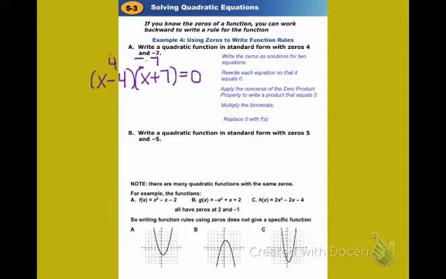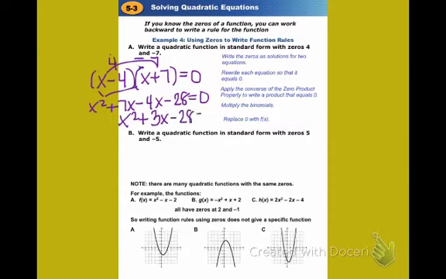Okay, so now all that's left to do is to just multiply out these two binomials using our FOIL process. So we multiply the first two, we get x squared. The two outside ones, we get a positive 7x. The two insides, we get a minus 4x. And the two last is negative 28. Group our like terms together, and we get x squared plus 3x minus 28 is equal to 0.